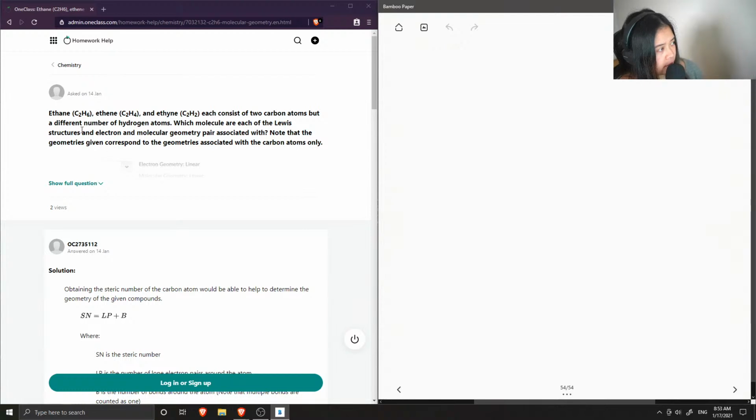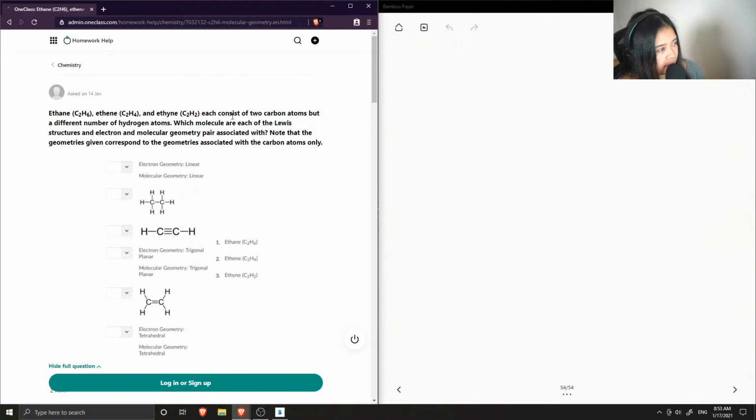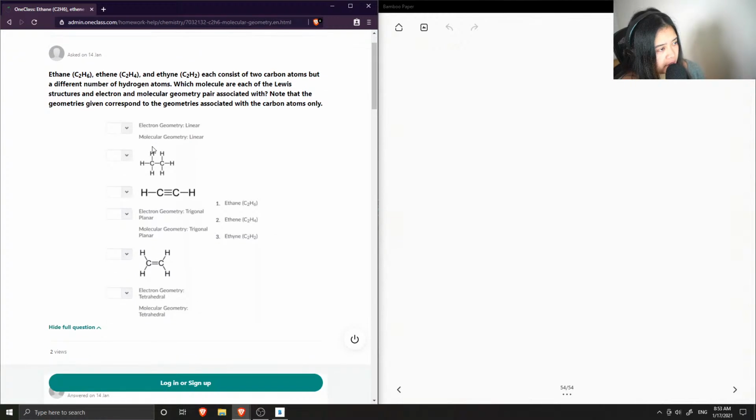Okay, so question 2. Ethane, ethene, and ethyne each consist of 2 carbon atoms but a different number of hydrogen atoms. Which molecule are each of the Lewis structures, and electron and molecular geometry pair associated with? Note that the geometries given correspond to the geometries associated with the carbon atoms only.